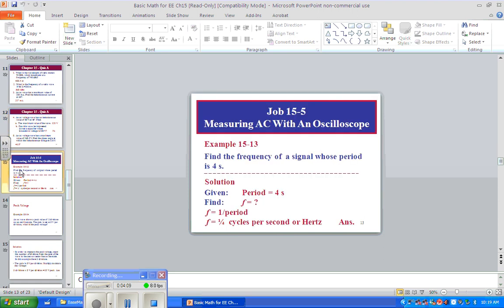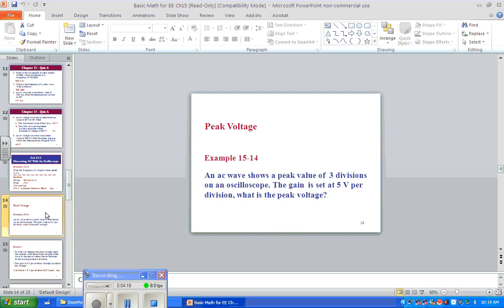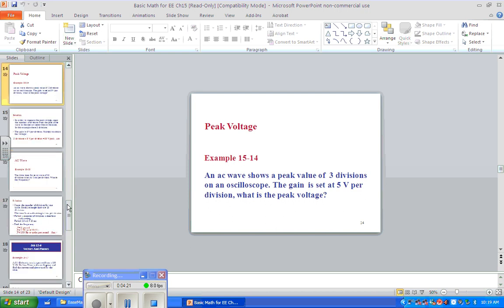These are examples. Frequency of a signal whose period is 4 seconds. Okay, we didn't talk about period, but it's in your book. Don't get freaked out about that. It's not a big deal. Peak voltage. Okay, you know how to find peak voltage. Peak is RMS times the sine wave. No, RMS is equal to peak times sine wave. Sine of the angle times peak gives you RMS. Remember that. Okay?